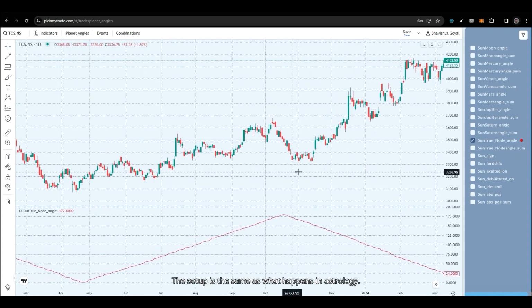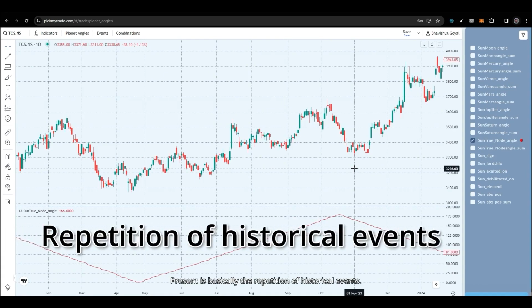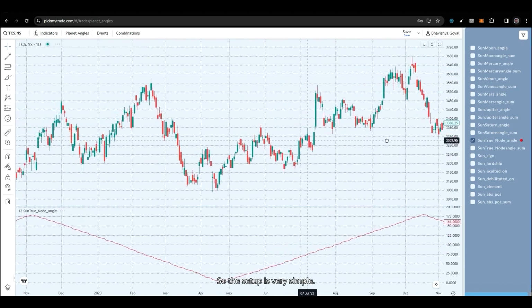The setup is the same as what happens in astrology. The present is basically the repetition of historical events. So Gann said that the present is a repetition of history. You have to find the cycle. So we have made the setup for this. It exists in the market. We have figured it out by looking at the charts. So the setup is very simple.